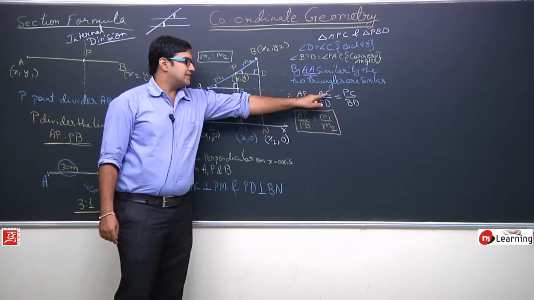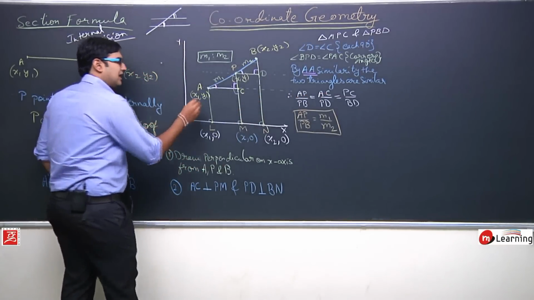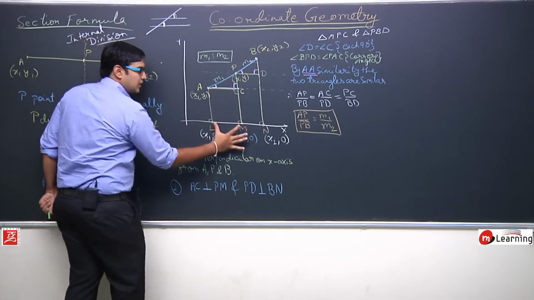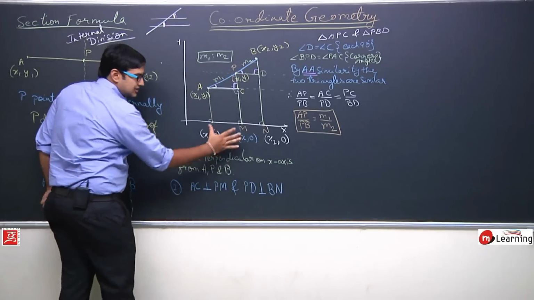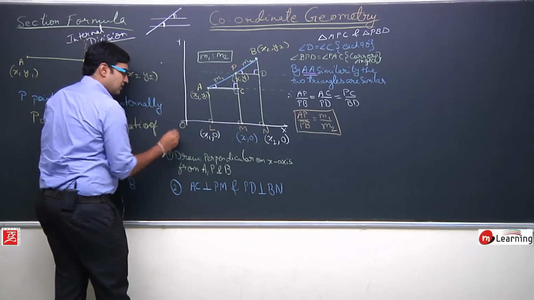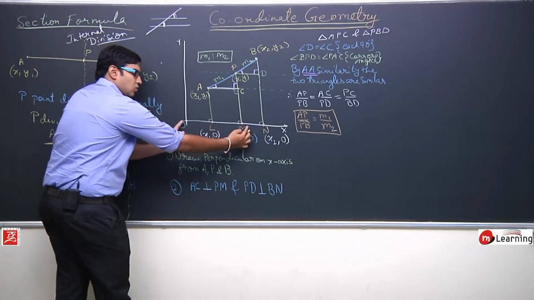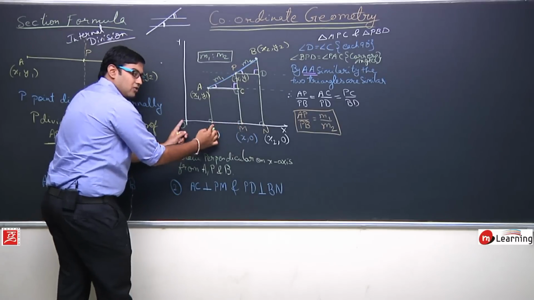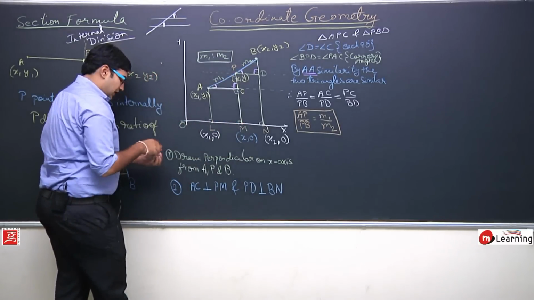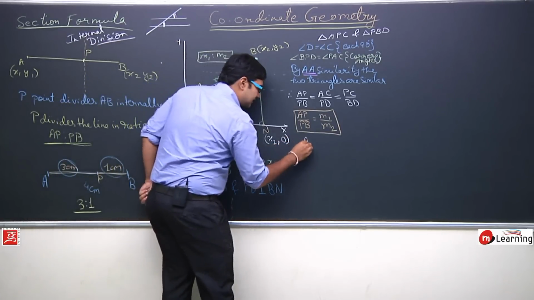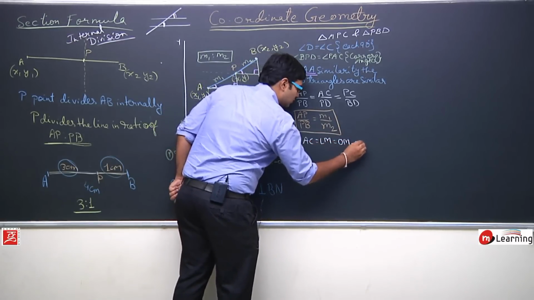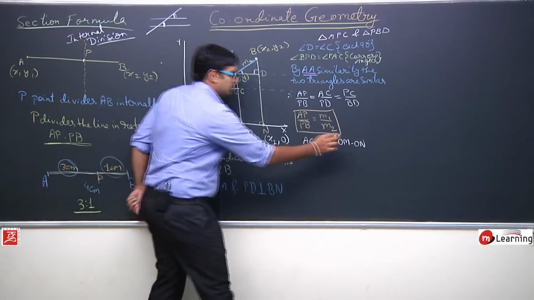Okay, then what about AC? Just observe the length of AC. What is the length of AC? You can see that the length of AC should be equal to the length of LM. Then what is the length of LM? You can see that this is the origin. The length of LM is equal to OM minus OL. So I can say that AC is equal to LM is equal to OM minus OL.